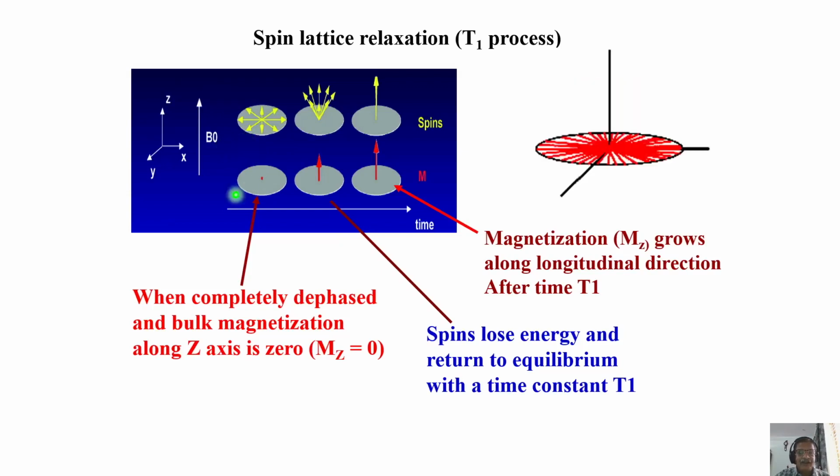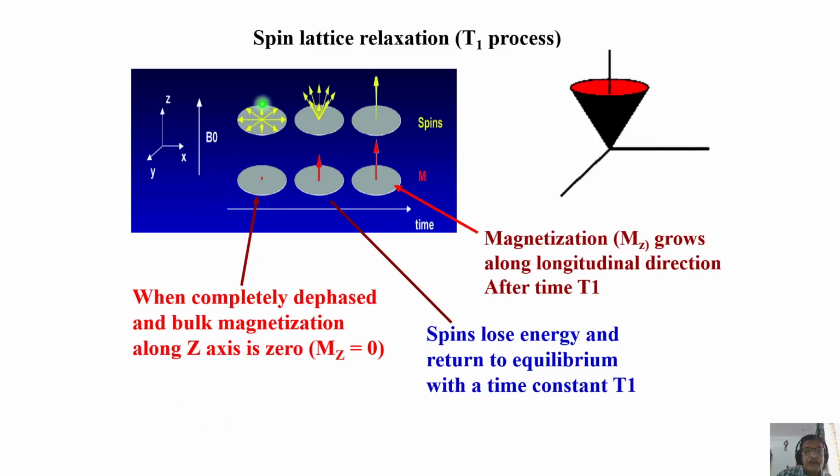Now look at it. When the magnetization is completely dephased, before that, see what is happening? The magnetization is brought to the XY plane, and slowly the spins start dephasing. While dephasing, they also start growing along the Z axis. Initially, the bulk magnetization along the Z axis is zero. As soon as you bring it to the XY plane, there is no magnetization in the Z axis.